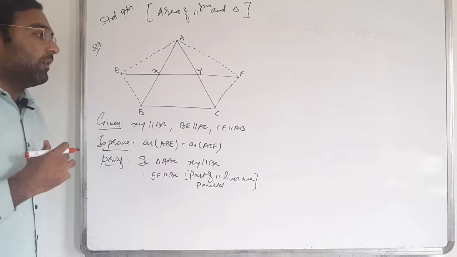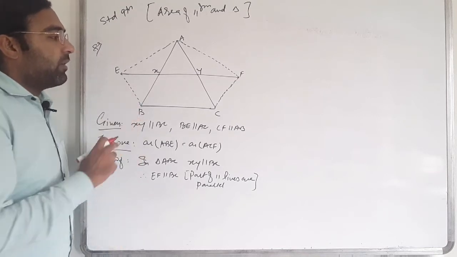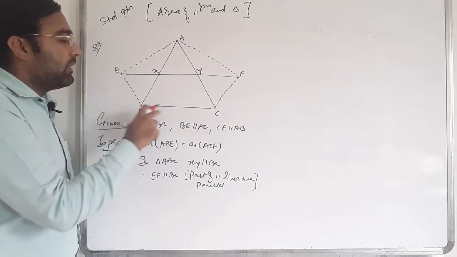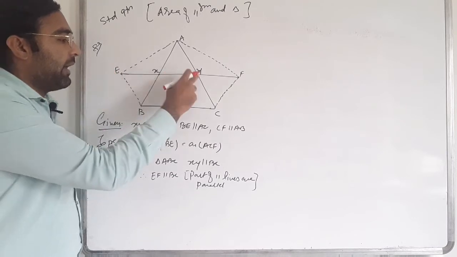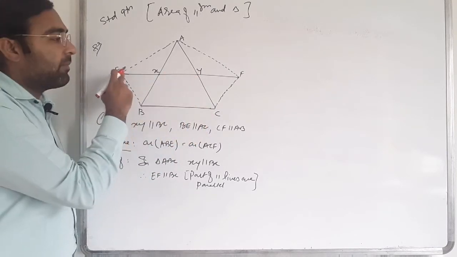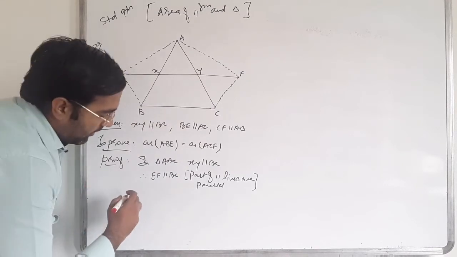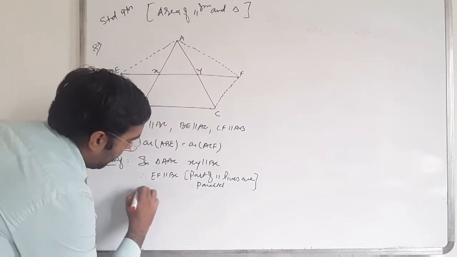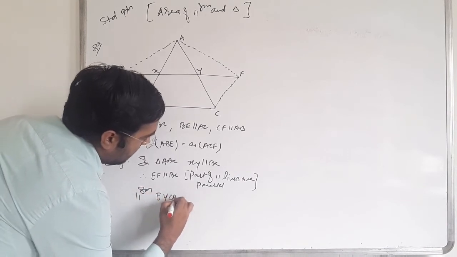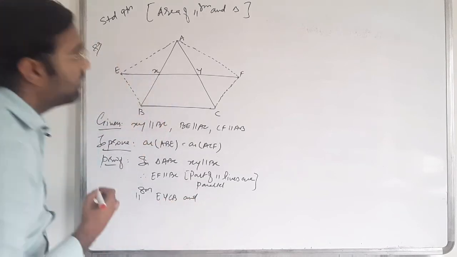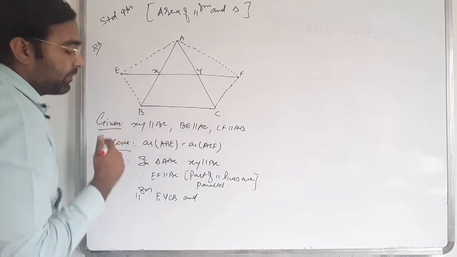Clear that? Now here we can see two parallelograms in EBCF, that is EYCB, one parallelogram EYCB. So I'll write it here, parallelogram EYCB, and the second parallelogram XFCB.